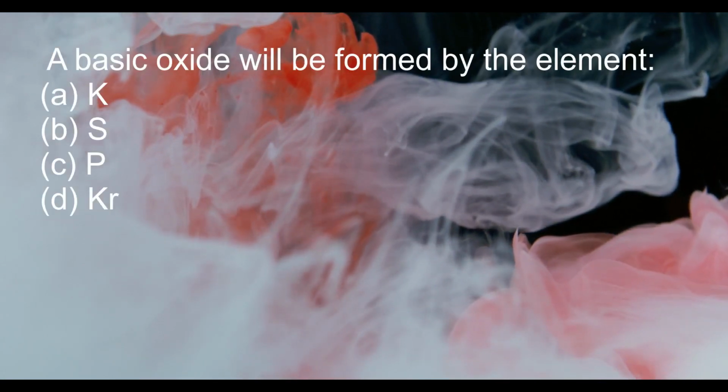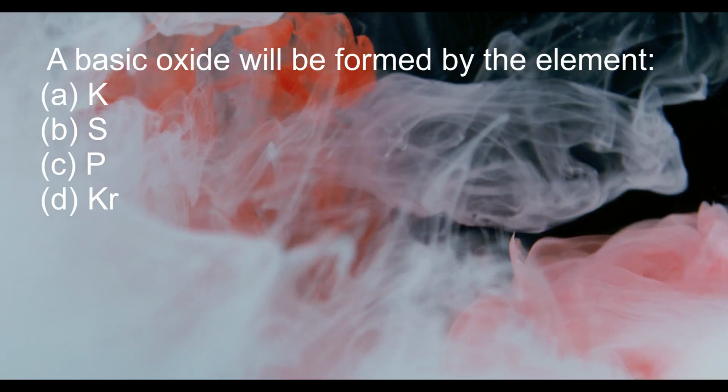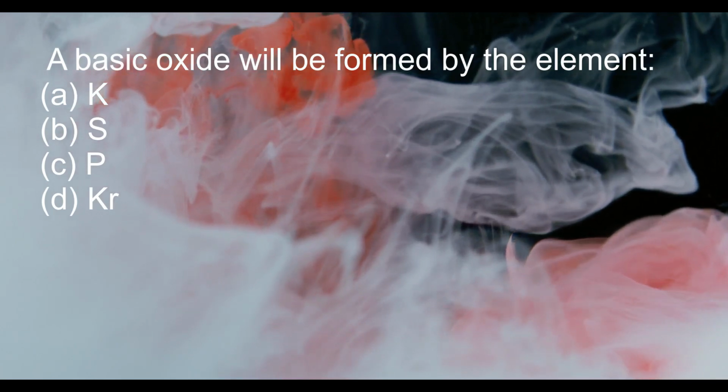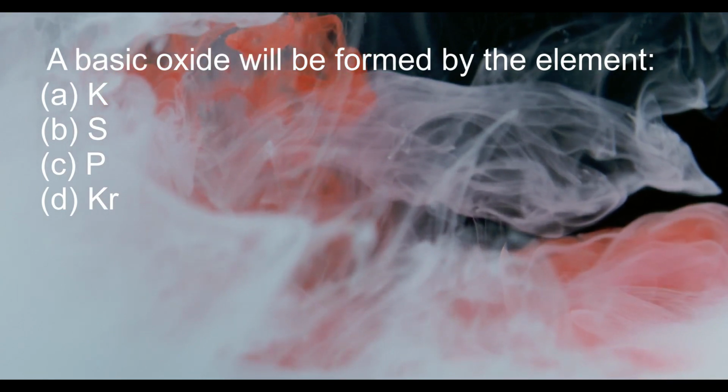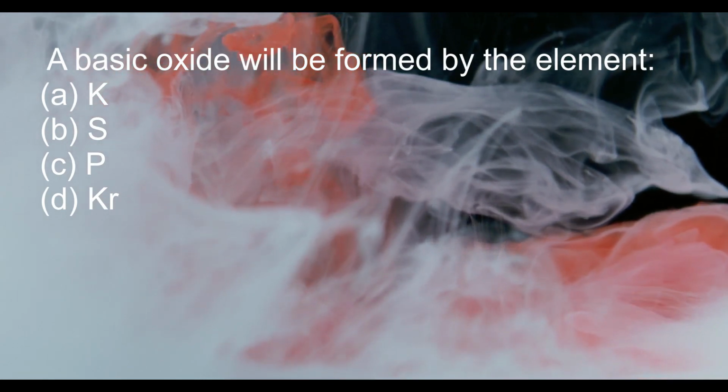A basic oxide will be formed by the element: A. K, B. S, C. P, D. Kr. Solution: option A is the answer. Basic oxides will be formed by metals. Potassium is a metal and it forms basic oxides.